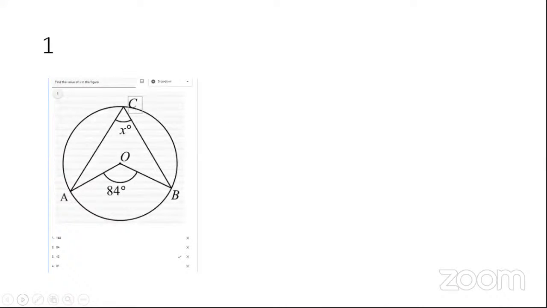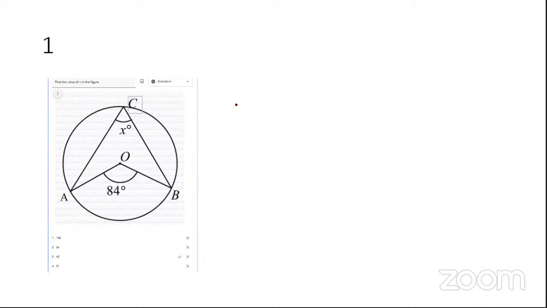So for question number one, we have this question: find the value of x. From the theorem that we looked at earlier, the theorem says that the angle at the center is twice the one at the circumference. That's the summary of that particular theorem.